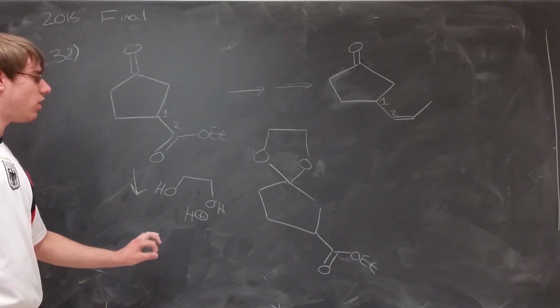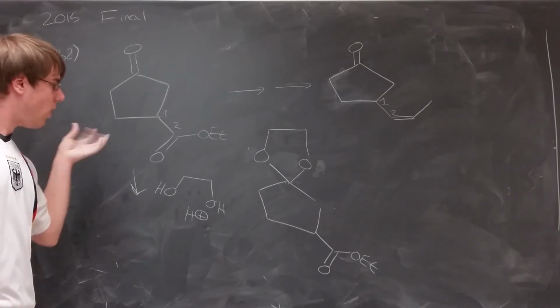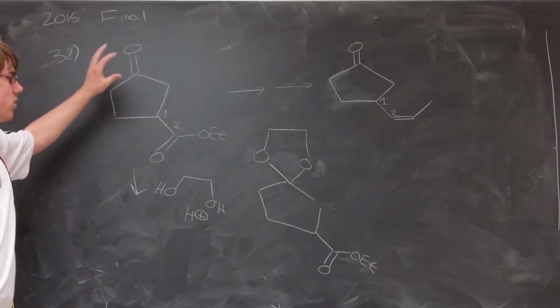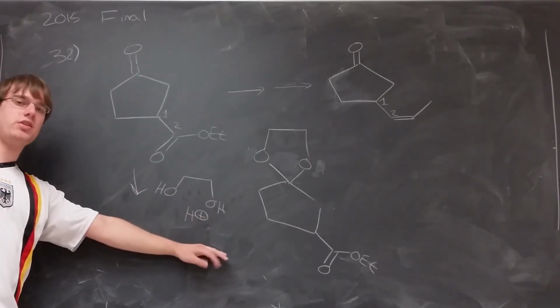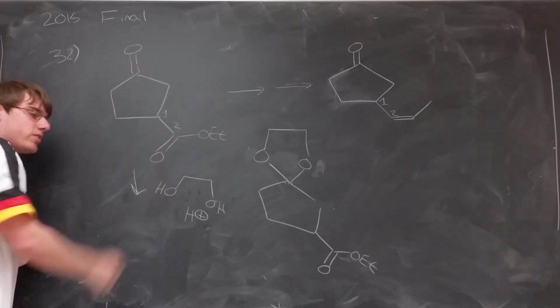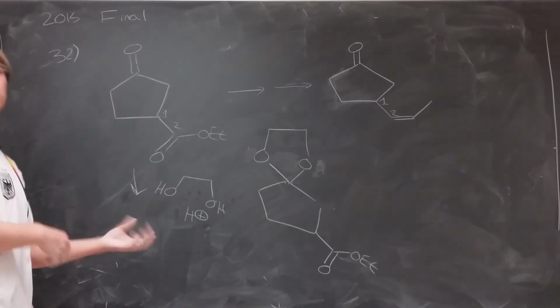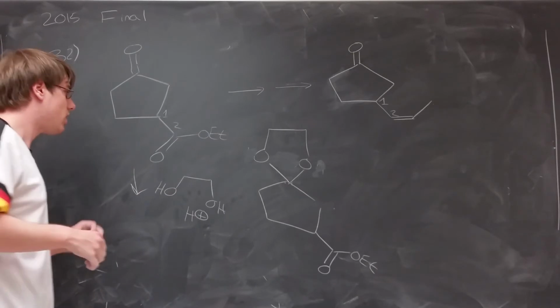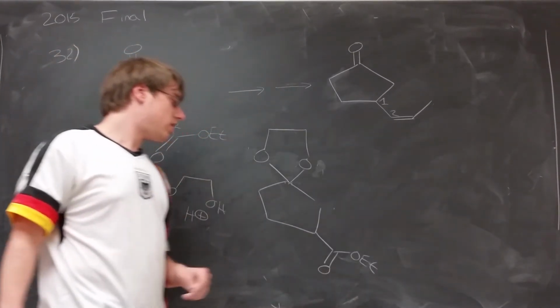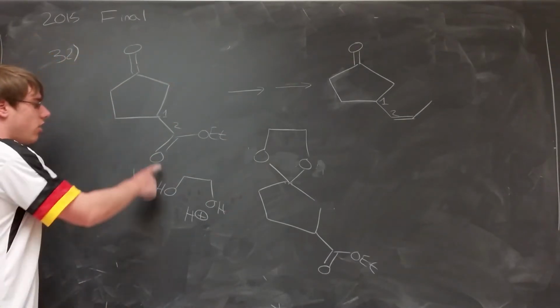So now, why did this carbonyl get protected but not this carbonyl? Because the orgobeast, the acetal protecting group, only reacts with ketones and aldehydes. It doesn't react with carboxylic acids or esters or any other kind of carboxylic acid derivative. So that's why this doesn't react, but this does. And now I'm free to turn this into just a regular old carbonyl.